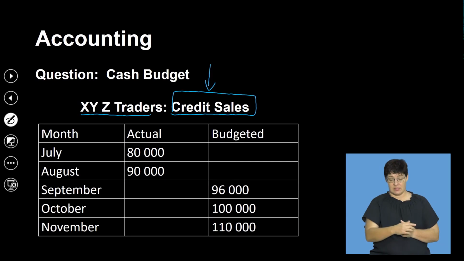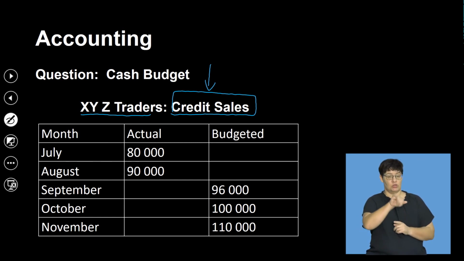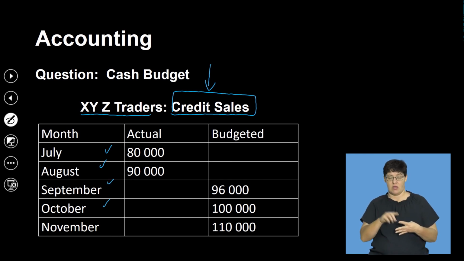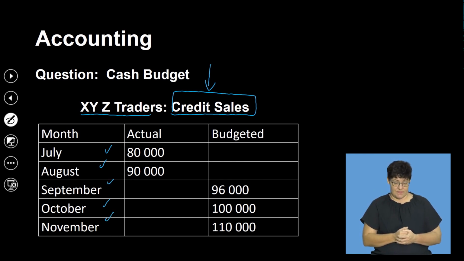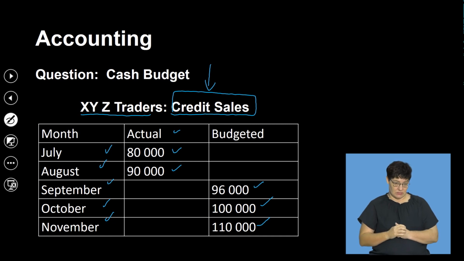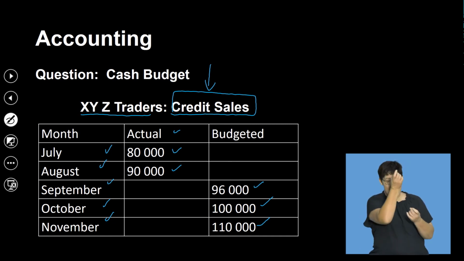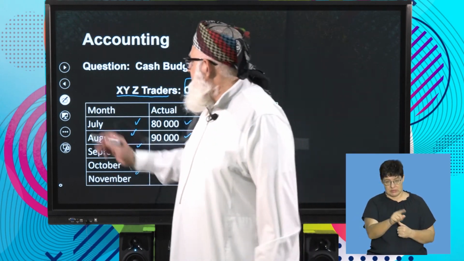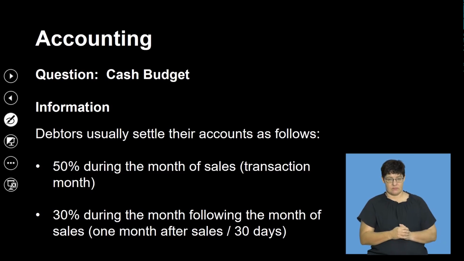Right, what do we know? We know that the months that we are working with will be July, August, September, October, and November, right? You are also told that those were actual sales for July and August, and obviously your budgeted would be for September, October, and November. So what is important is to read the information and make sure you understand what is being required. Now, how are my debtors paying their debt? How are they settling their debt?